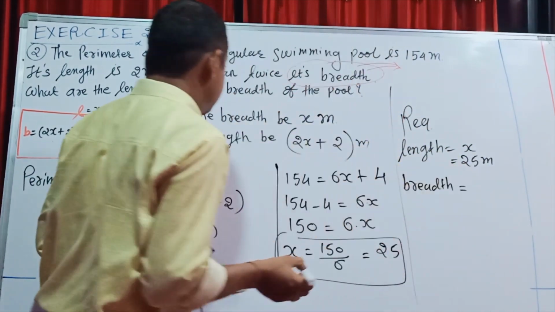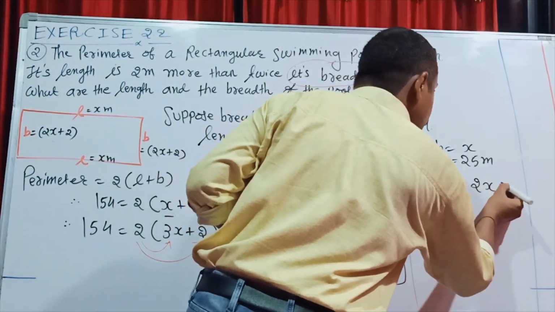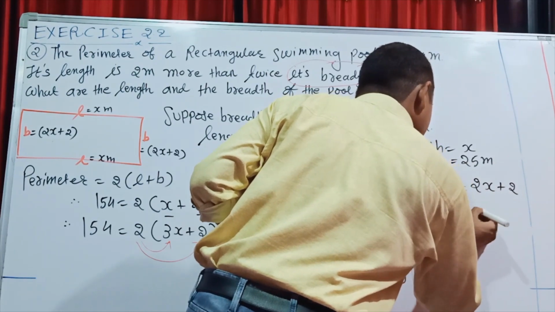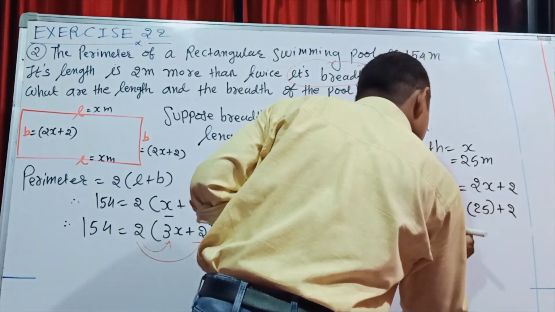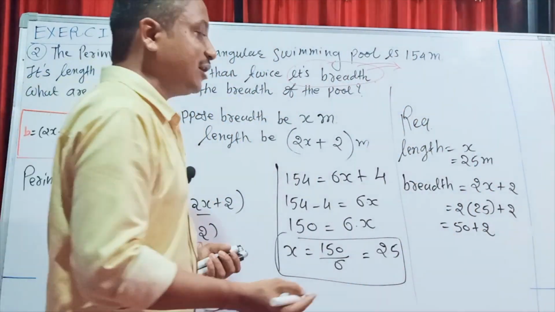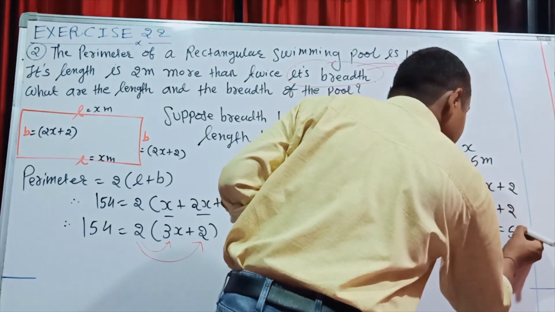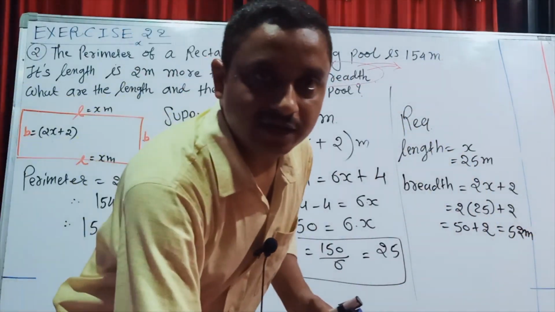And the breadth. Now what is the breadth? Yes students, breadth is 2x plus 2. So here write down 2x plus 2, and putting the x value, 25 plus 2. How much? 50 plus 2. And students, you know 50 plus 2 is how much? Yes, 52 meter. Yes students, here our numerical is done.